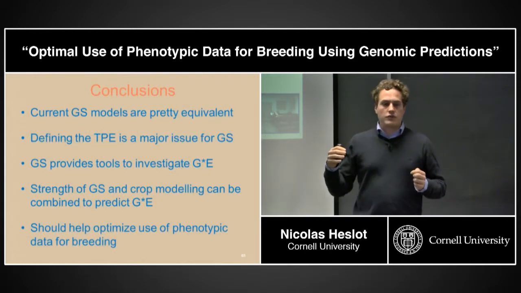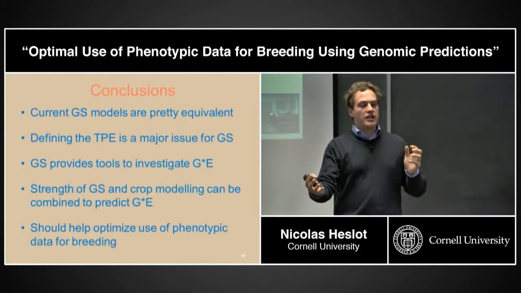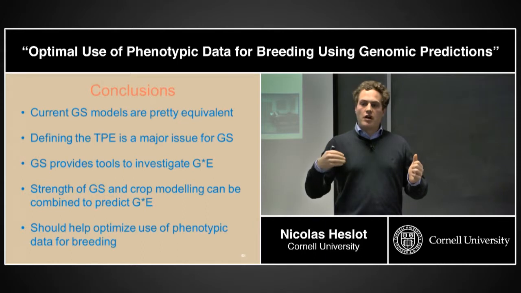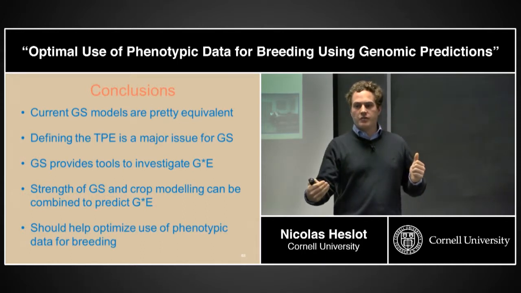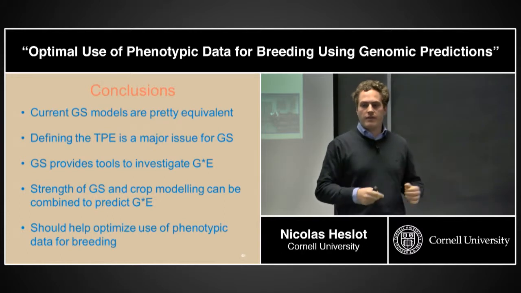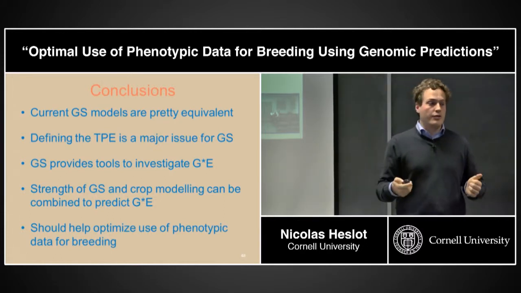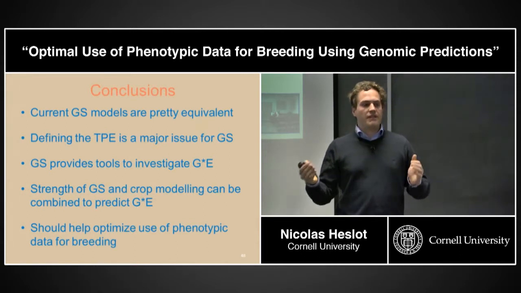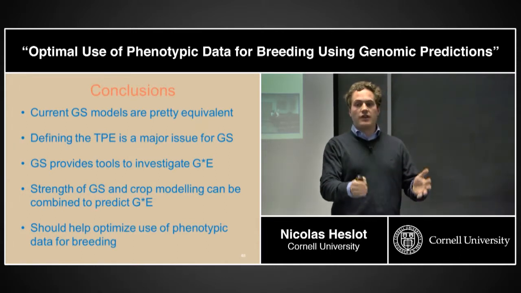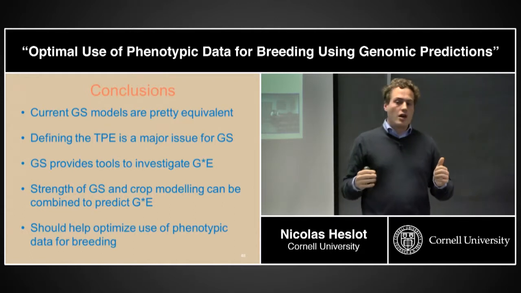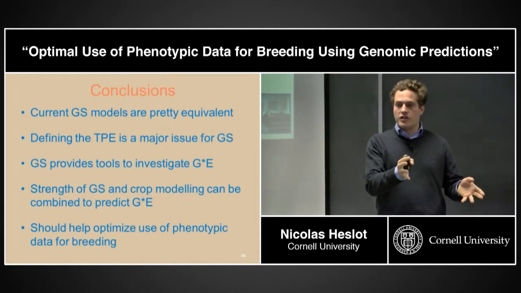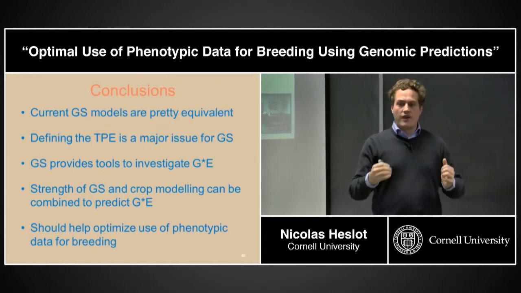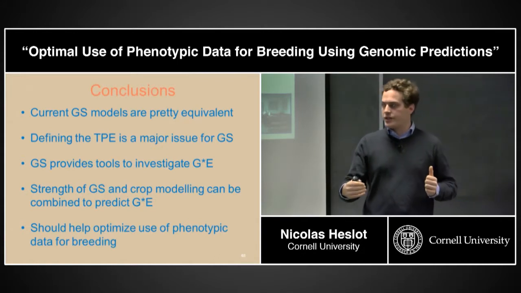Overall, I've tried to show you that current GS models tend to be equivalent, even though in the lab we're working on a new type of genomic selection model that might bring more and try to incorporate different types of data or information to be better at prediction. I think I've shown you and tried to convince you that defining the TPE is critical for GS, even more so than with phenotypic selection. But at the same time, you can use simple genomic selection approaches to quantify G/E and study complex G/E patterns.